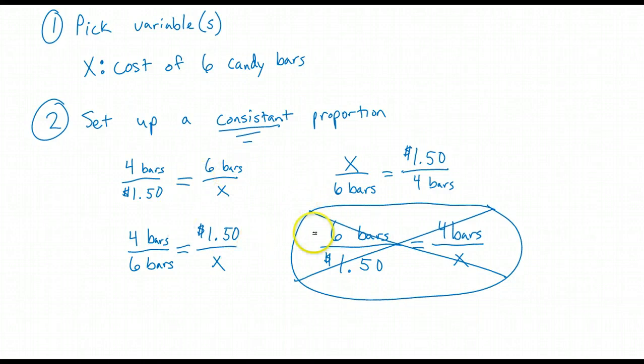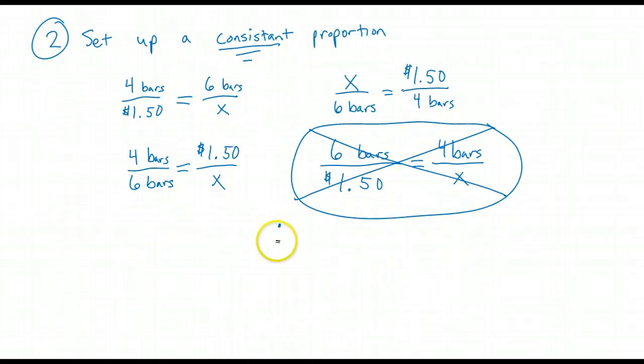I could keep going. In fact, there are 24 different ways that I could set up proportions. 12 of those proportions would be consistent, and 12 of those proportions would be inconsistent. So I need to make sure that I pick a proportion that is consistent.